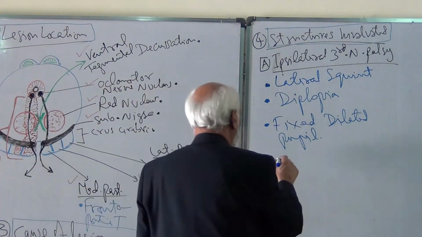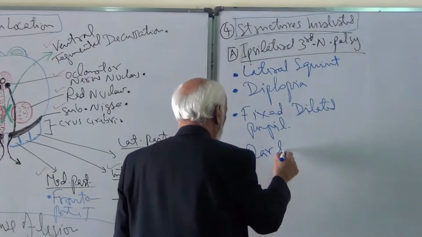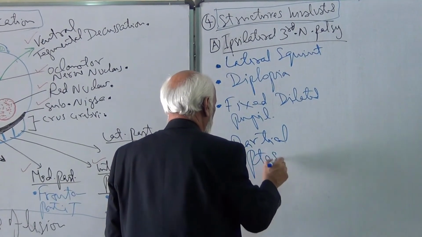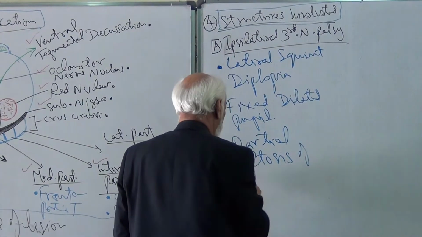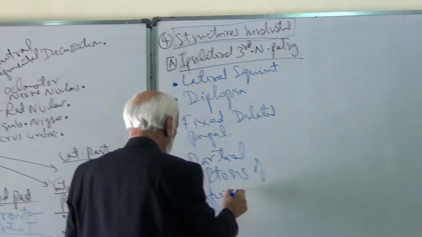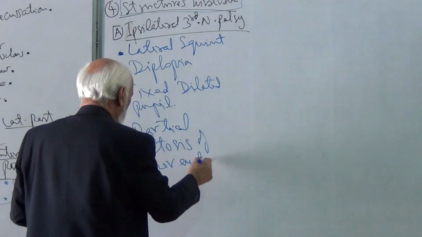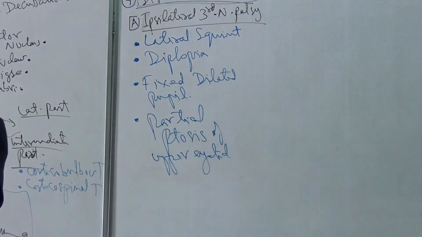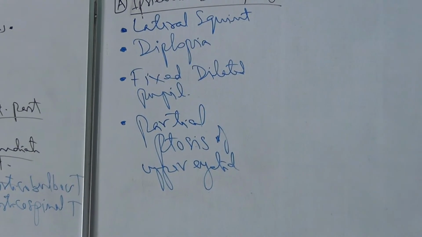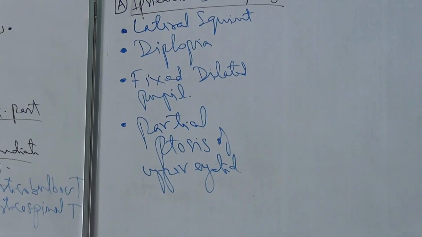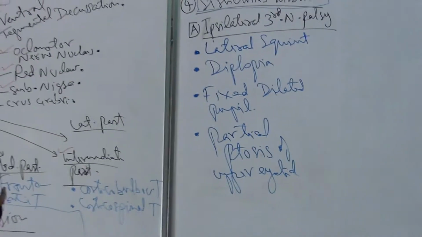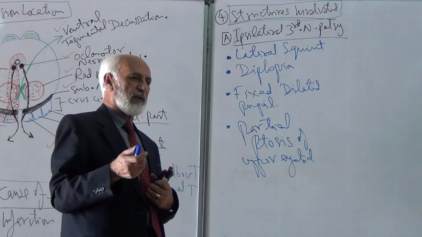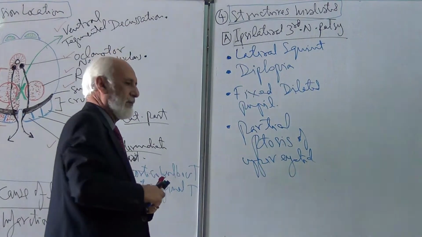Then there is partial ptosis of the upper eyelid. Partial ptosis because the skeletal muscle fibers of levator palpebrae superioris are paralyzed, which are innervated by the motor fibers of the oculomotor nerve. But sympathetic innervation is there, so it will result in partial ptosis of the upper eyelid.